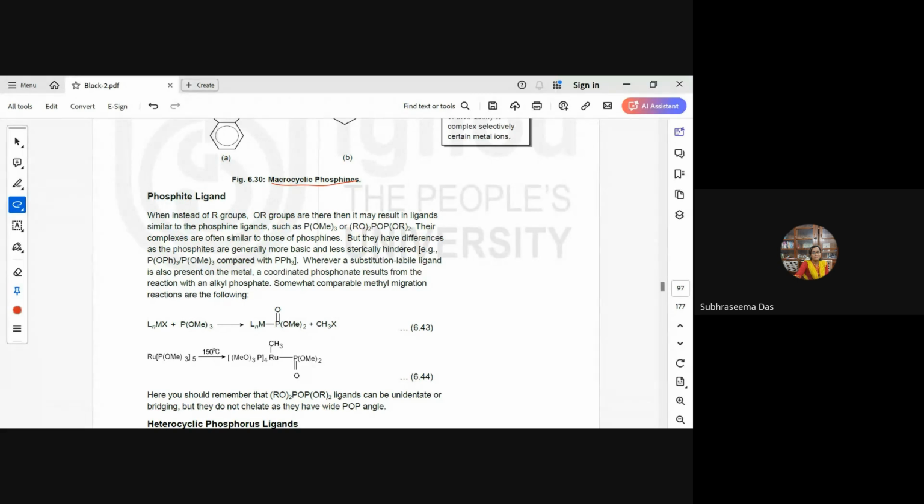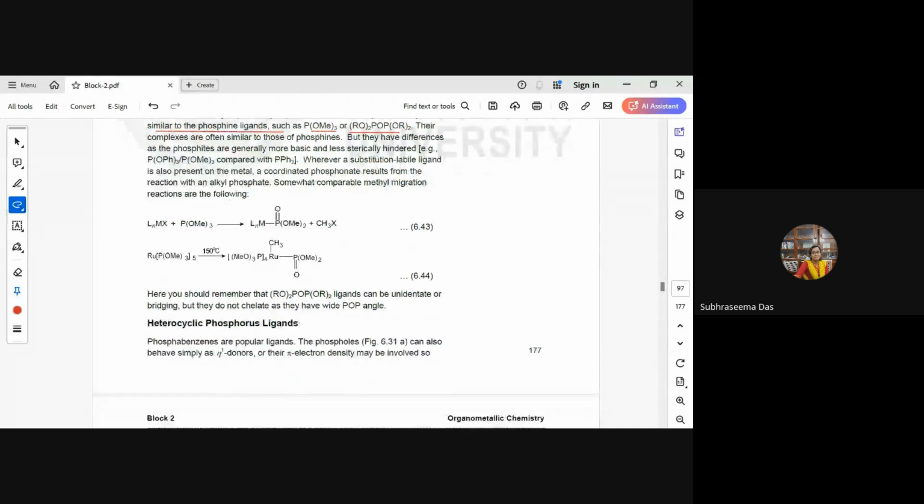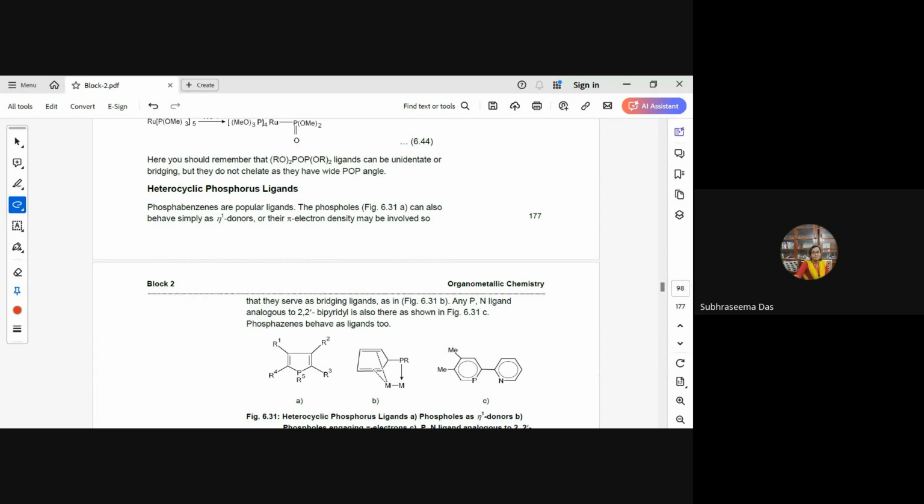Then we have phosphite ligands. When instead of R groups, OR groups are there, it may result in ligands which are similar to phosphine ligands, such as P(OMe)3 or P(OR)3. Then heterocyclic phosphorus ligands. Phosphabenzenes are popular heterocyclic phosphorus ligands.